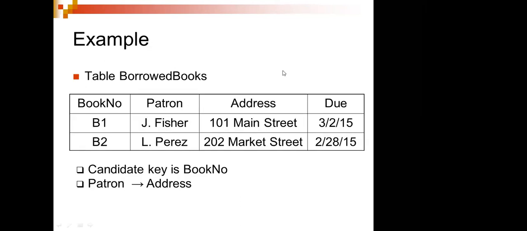Here I have an example. Again the same example: book number, patron, address, and due date, which I'm checking. The candidate key is the book number. And the patron determines the address. So when I say patron, it's an address. So this is the thing I'm having.